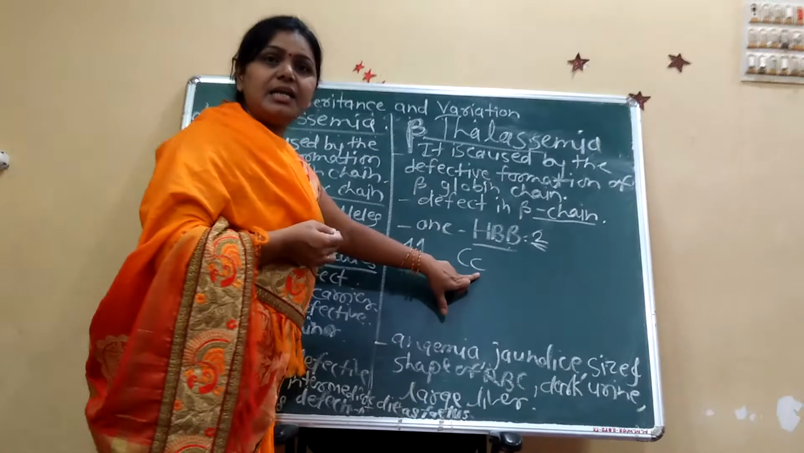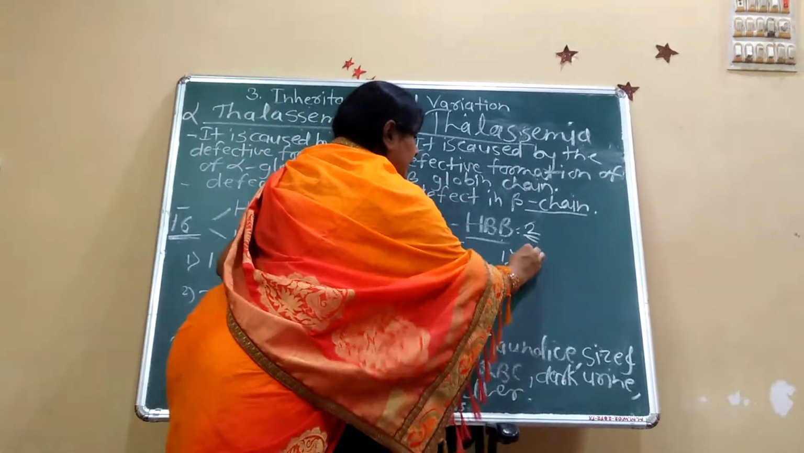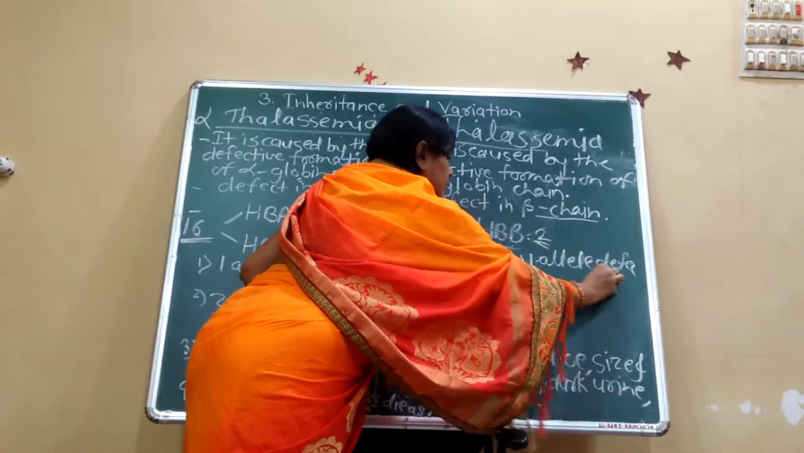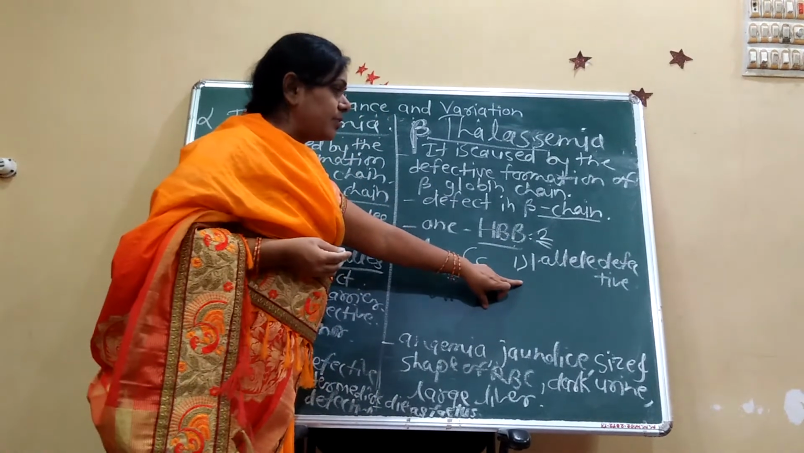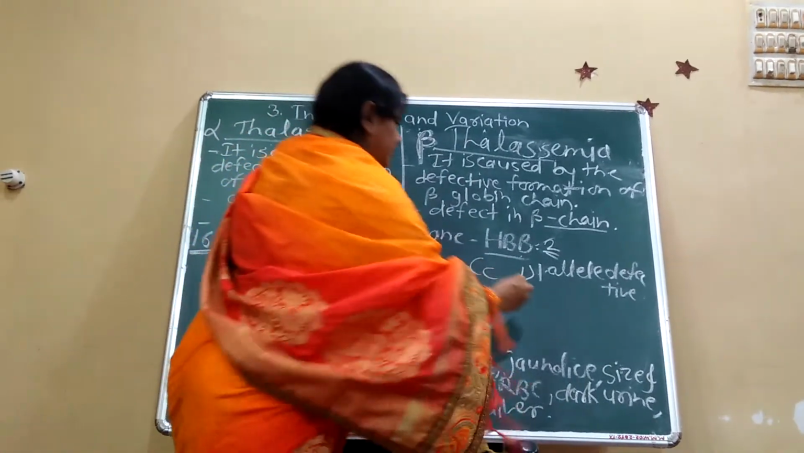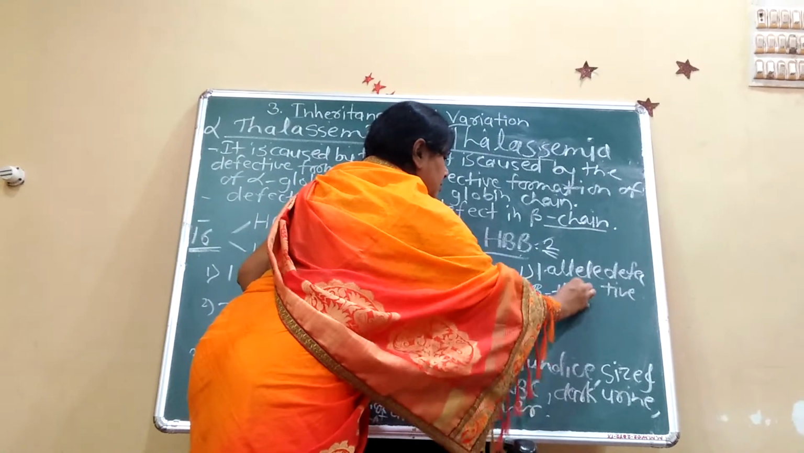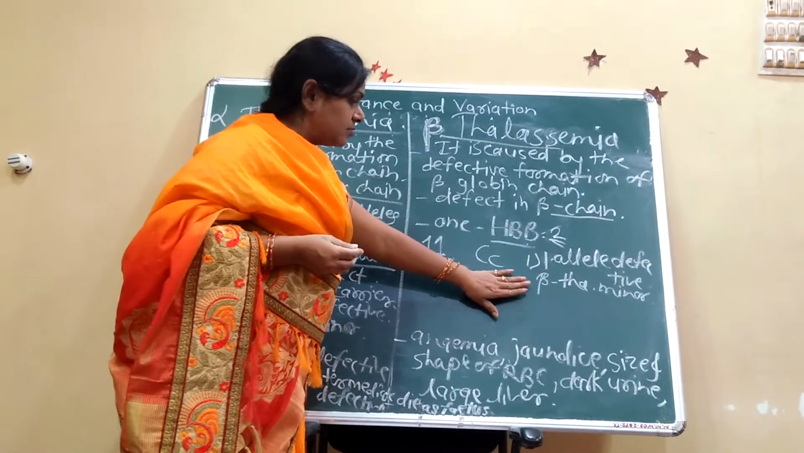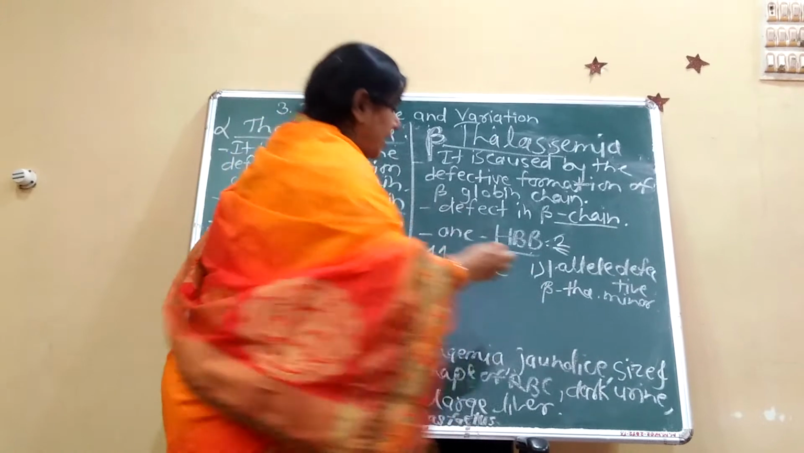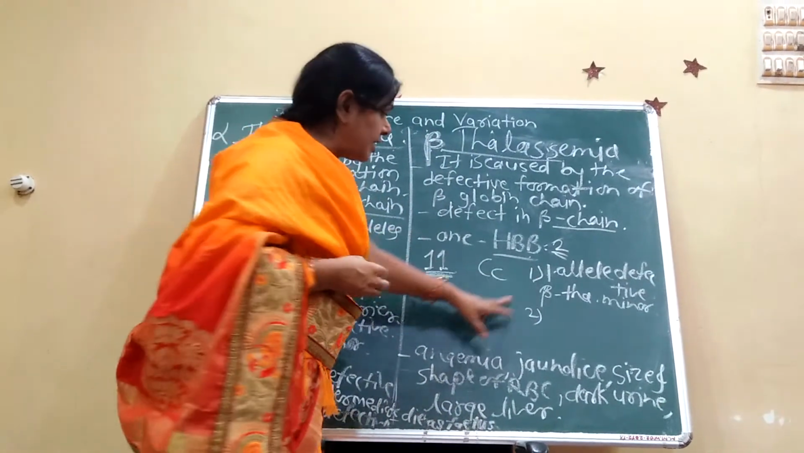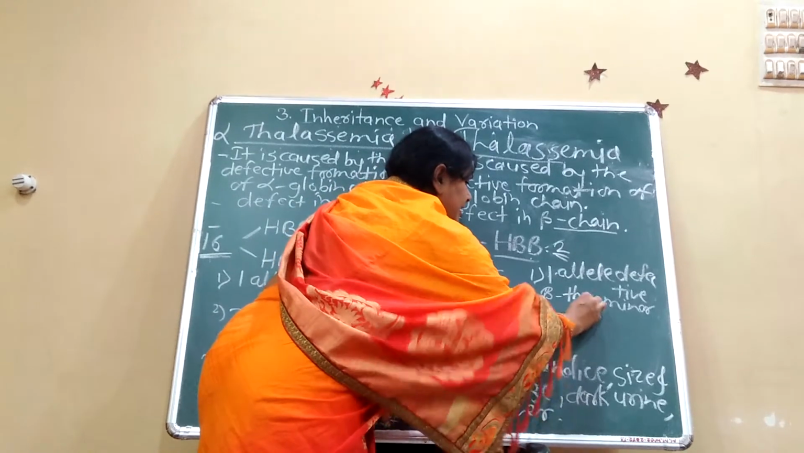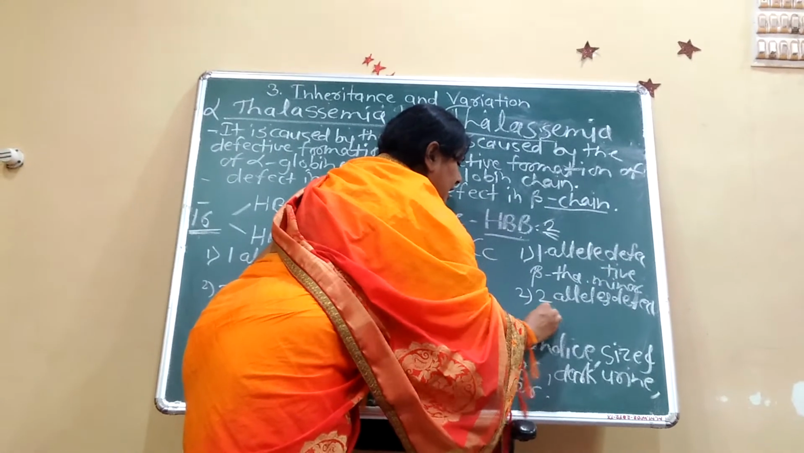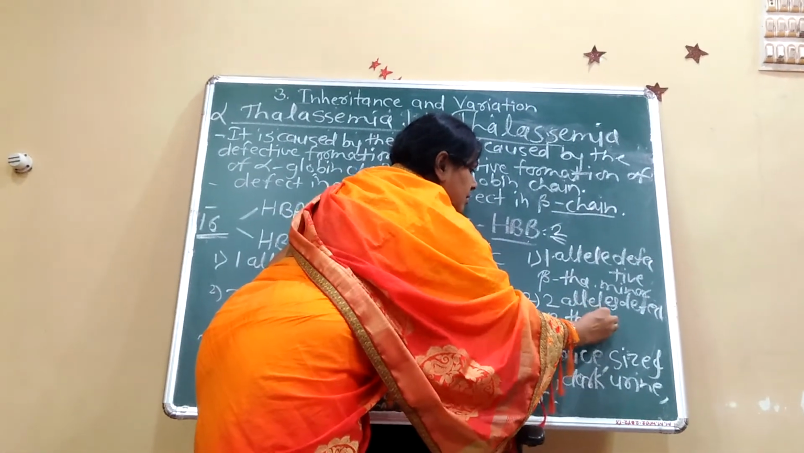If one allele is defective, it is beta thalassemia minor. It is the carrier condition and does not show the proper symptoms. But when 2 alleles are defective, that is beta thalassemia major.